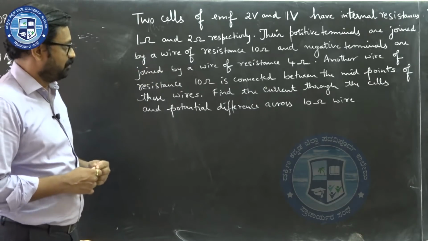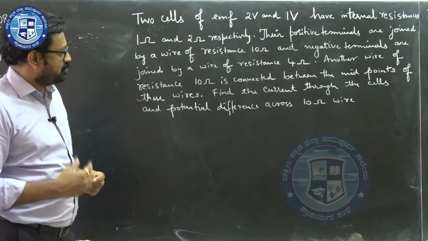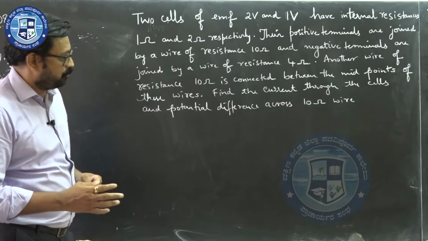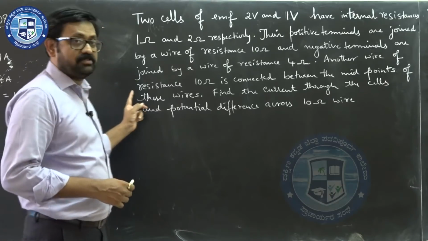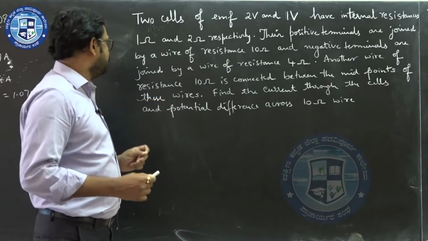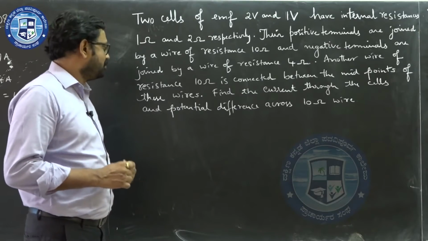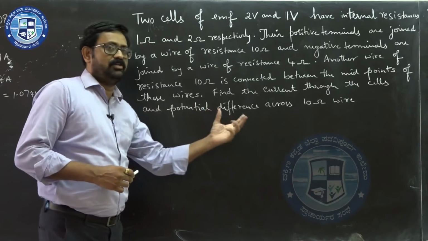and 2 ohm respectively. Their positive terminals are joined by a wire of resistance 10 ohm and negative terminals are joined by a wire of resistance 4 ohm. Another wire of resistance 10 ohm is connected between the midpoints of these wires. Find the current through the cells and the potential difference across a 10 ohm resistor.